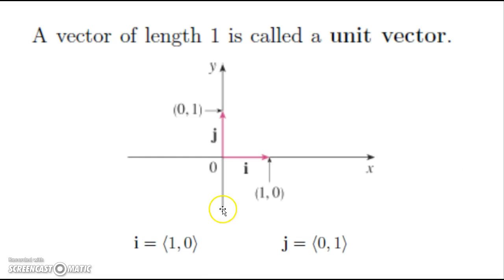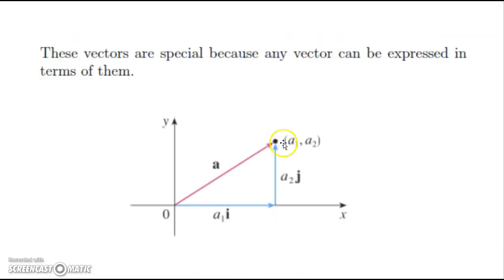So the unit vector has horizontal component i, vertical component j, and so we use that to denote vectors in a new vector notation. These vectors are special because any vector can be expressed in terms of them. Let's look at vector A. It has a horizontal component of a sub 1. It has a vertical component of a sub 2. So if I wanted to write this in unit vector notation, it would look like a sub 1 i plus a sub 2 j.